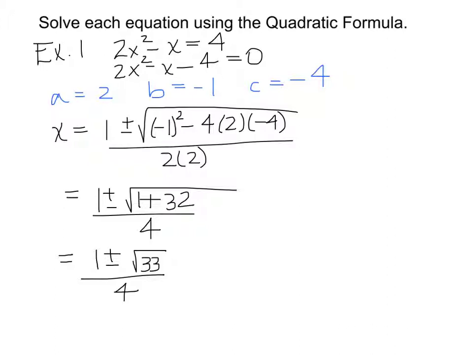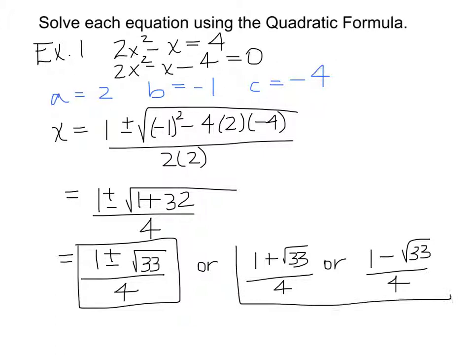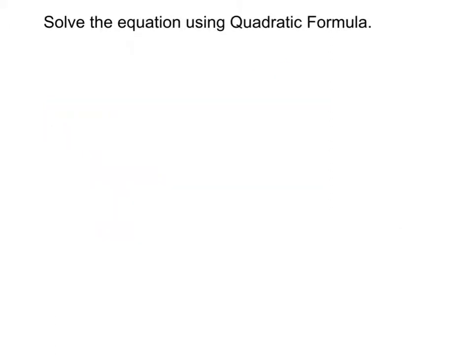And so if you notice, we have two solutions. You could write it like this, or you have 1 plus square root of 33 over 4, or 1 minus square root of 33 over 4. Those are your two solutions. And you know it's two solutions because our discriminant, which is the part under the square root, is positive. So that means that we should have had two solutions. Okay, we'll try one more.